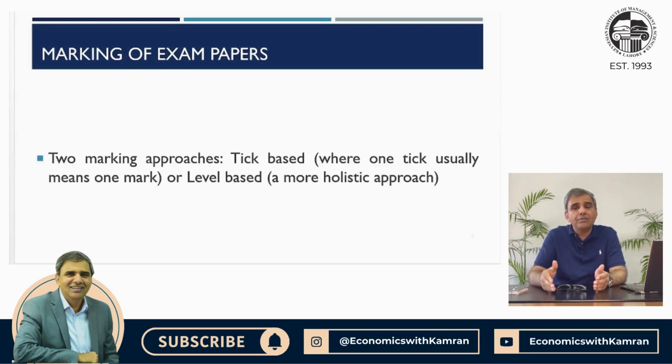In that case, examiners are given a warning, an instruction that they should consider only the first 5 points. So, for example, you write 10 points, and out of those 10 points, 3 are correct, but those 3 correct points are point number 6, 7, and 8. The examiner will consider only the first 5, which are wrong in your case. You will be awarded 0 marks.